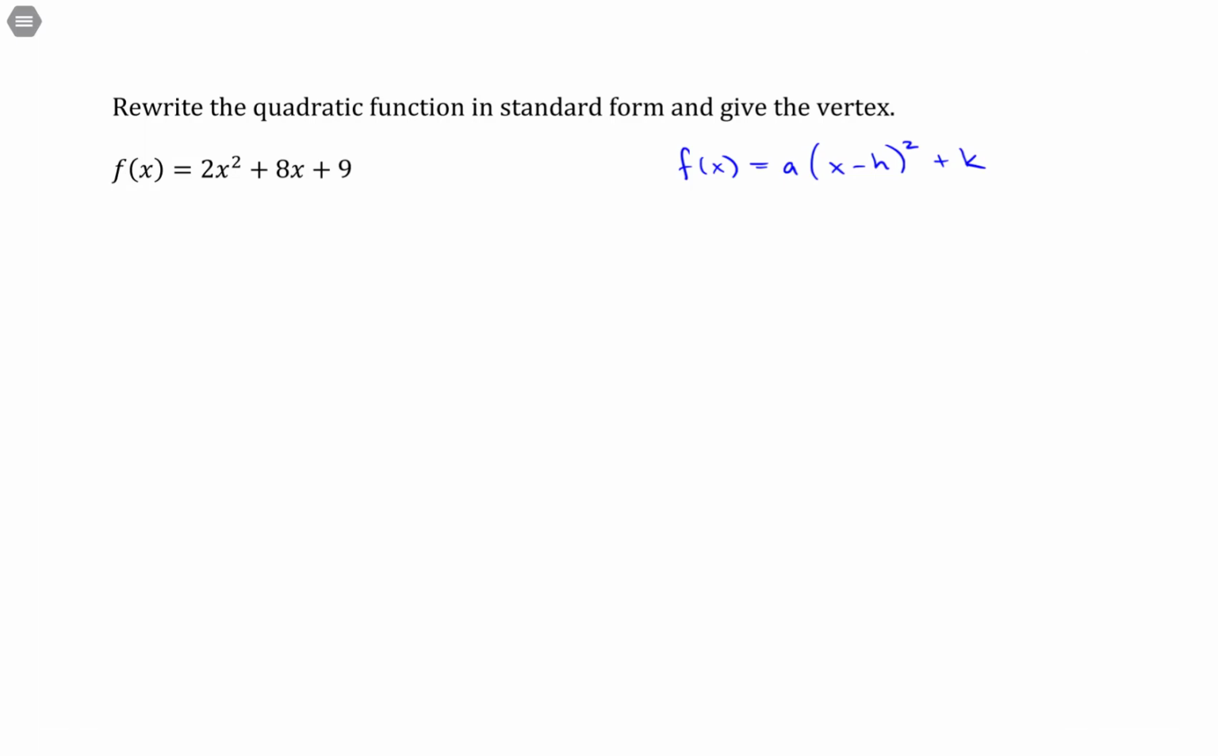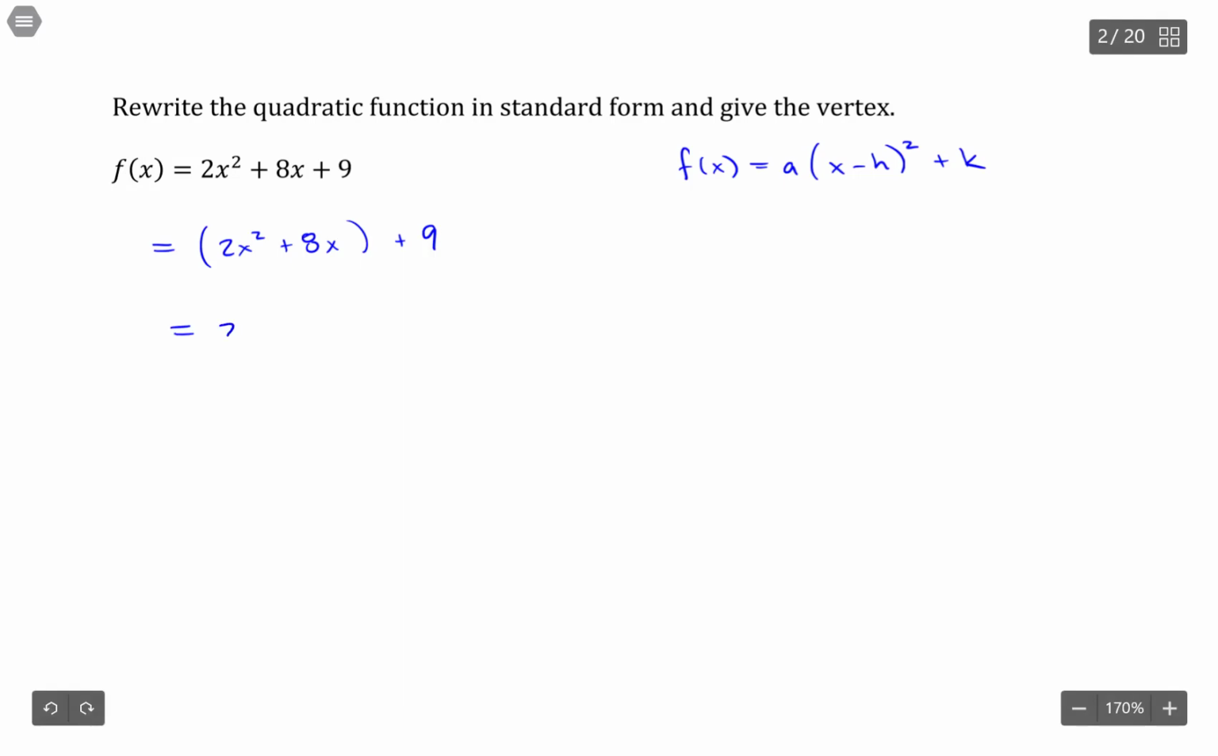Now, in order to do that, what we will do is start off by separating any terms that have an x away from the constant term. If there happens to be any coefficients on our x squared term, we need to factor that out. So I'll factor out of this group a 2, which leaves me x squared plus 4x. And then I'm going to leave a little bit of space before my plus 9.